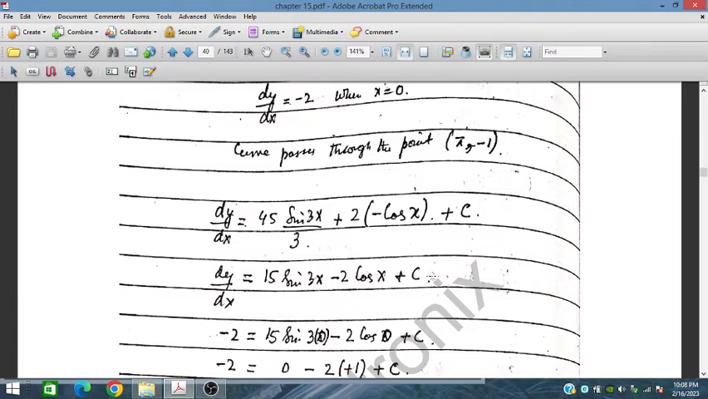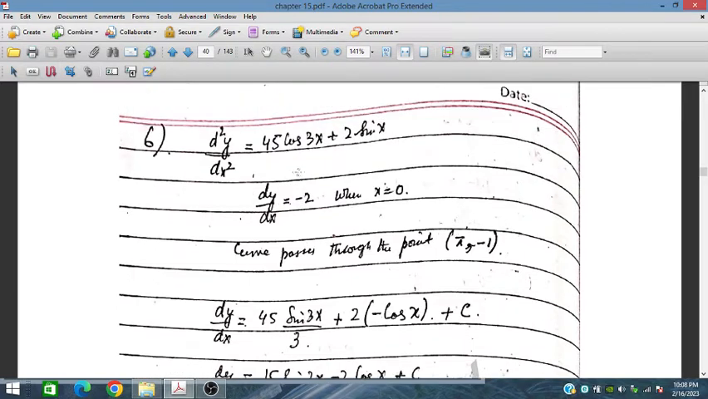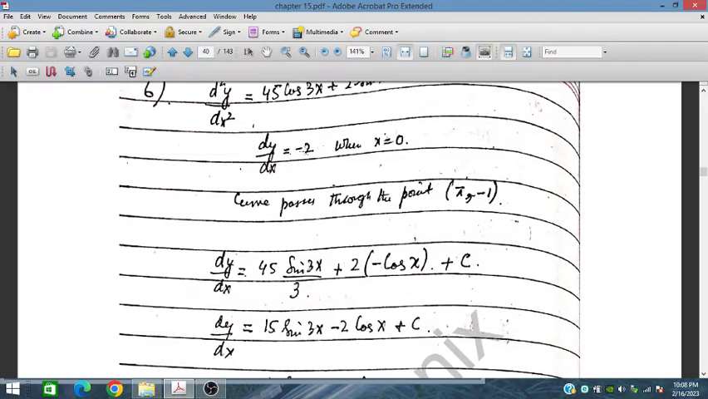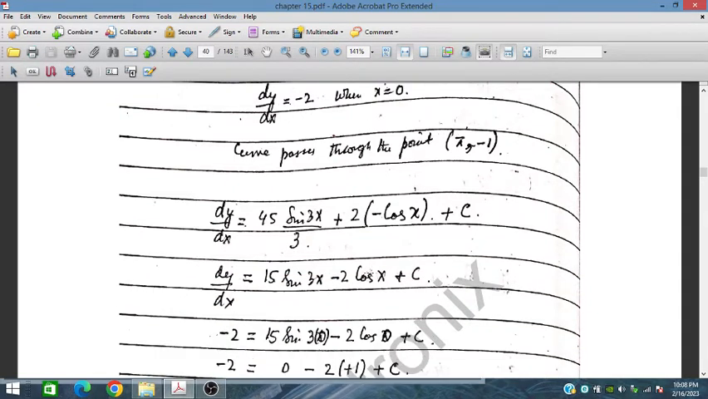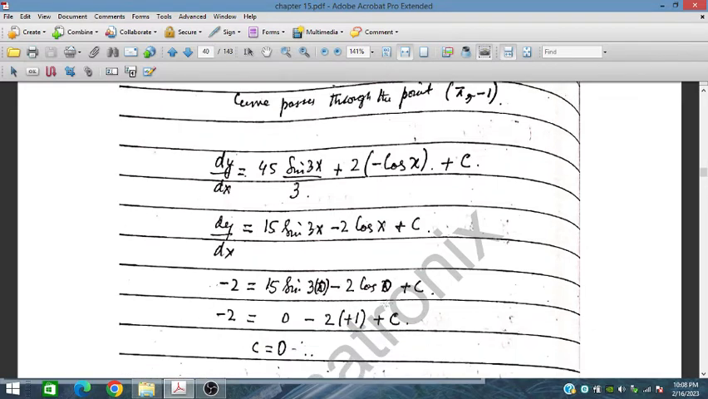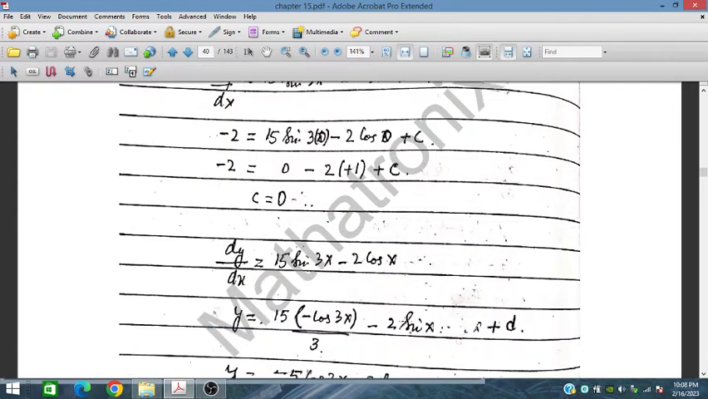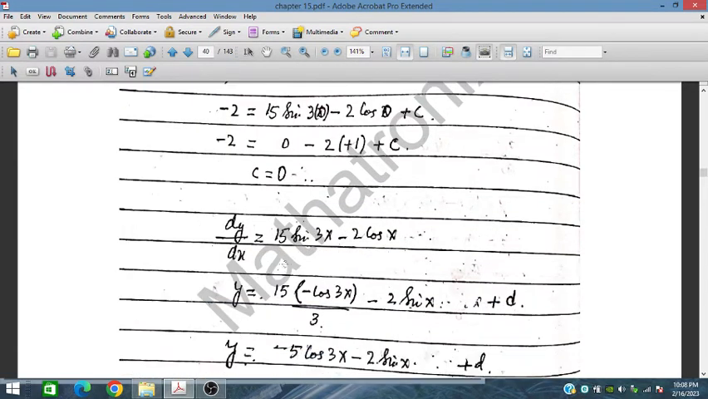Since dy/dx is given as minus 2 when x is equal to 0, on placing x equal to 0, sin 0 is 0 and cos 0 is 1, so we get minus 2 equals minus 2 plus c, so c is equal to 0. So dy/dx is 15 sin 3x minus 2 cos x.